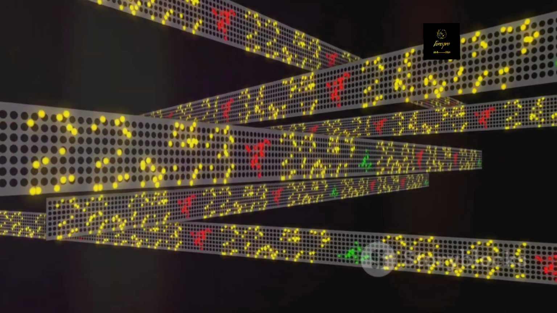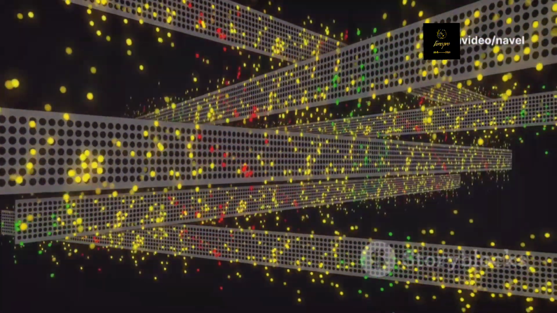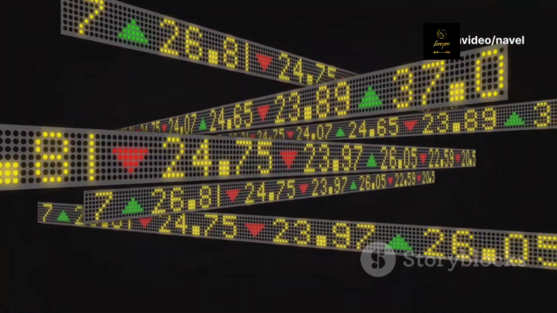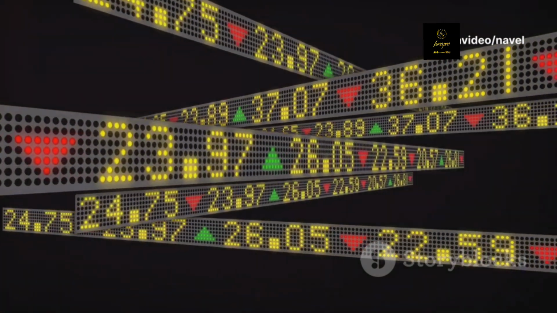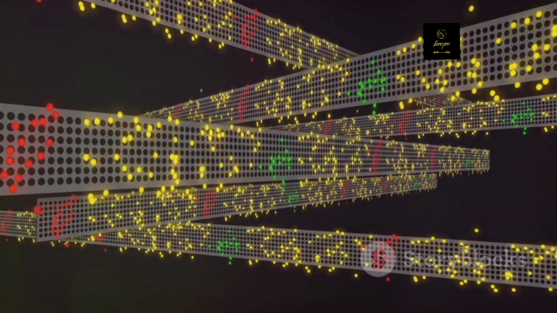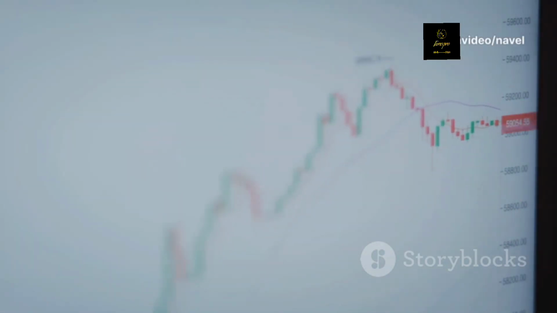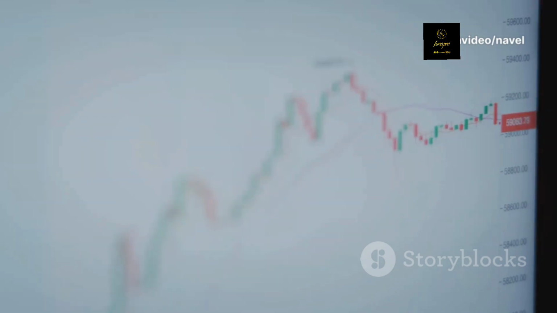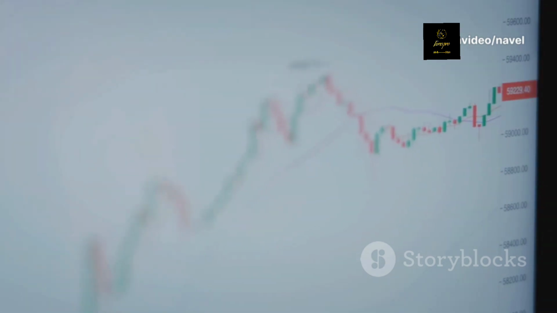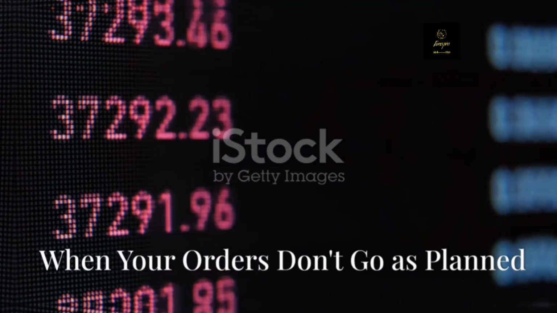Low volatility, on the other hand, means smaller price movements, which can be good for conservative traders, but might not offer as many opportunities for quick gains. Volatility is influenced by a variety of factors, such as economic data releases, geopolitical events, and even the time of day. Understanding volatility and how to manage it is crucial for protecting your capital and making informed trading decisions.